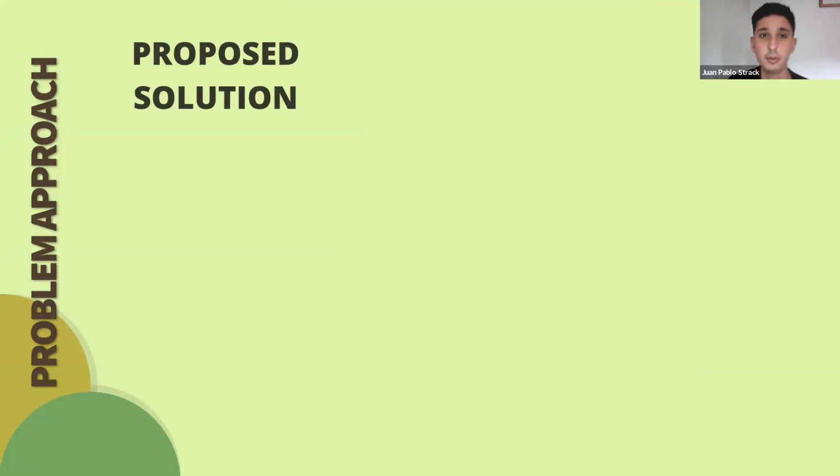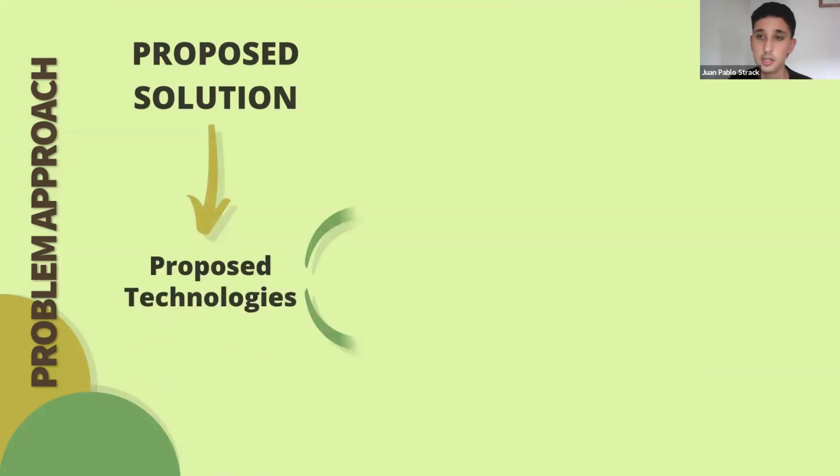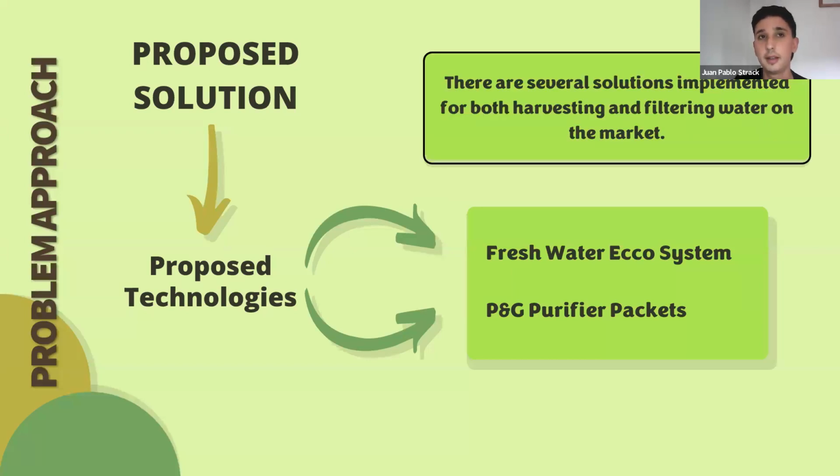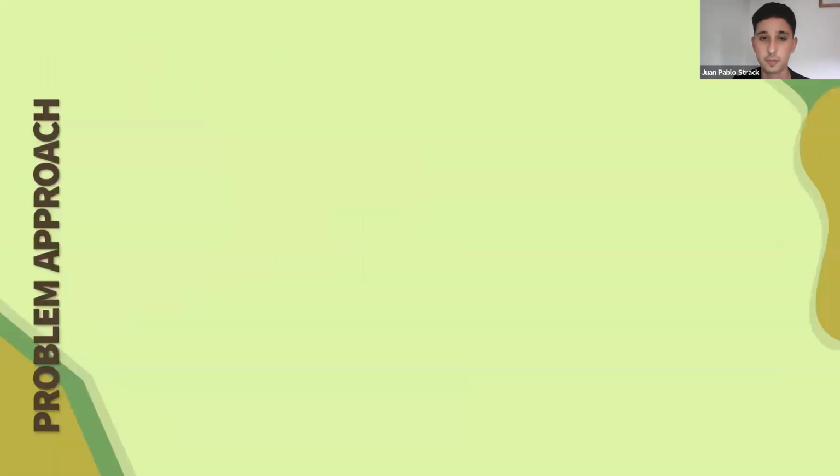Because of this, we propose solutions based on technologies: one technology capable of harvesting water from air humidity, the Freshwater Ecosystem, and the P&G Purifier Packets to purify the water and to separate the dirty particles from the water, and after the filtering process, obtain clean and drinkable water. So in the market, there are several technologies available for both harvesting and filtering water. So we selected these two.